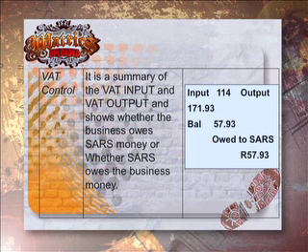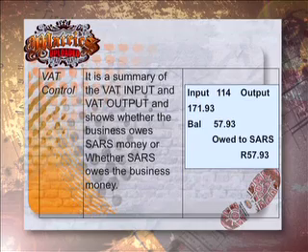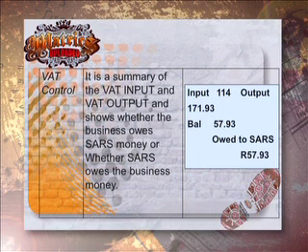Obviously, if you look at the calculation that we have on the side there for you, if you have input of 114 Rand and an output of 171.93, clearly you can see that you have collected how much? 171.93 from your customers. You have paid input VAT of 114 Rand, the result of which is now clearly you can see that you are owing SARS an amount of 57 Rand and 93 cents. Once again, look at this closely. We have paid VAT to the value of 114 Rand. That was the VAT input, okay? On our sales, we have collected VAT to the value of 171 Rand and 93 cents. As a result of that, we now owe SARS an amount of 57 Rand and 93 cents.